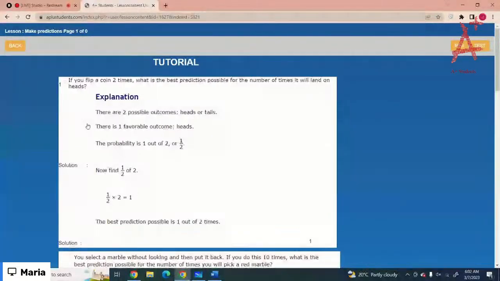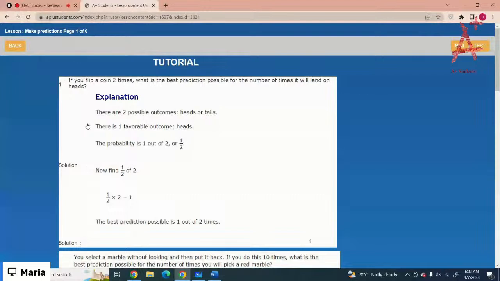If you flip a coin 2 times, what is the best prediction possible for the number of times it will land on heads? So we're going to flip a coin. We have two possibilities: either it will land on head or tail. Got it? So the total outcomes for the coin are two. And the question is, what is the best prediction possible for the number of times it will land on heads.